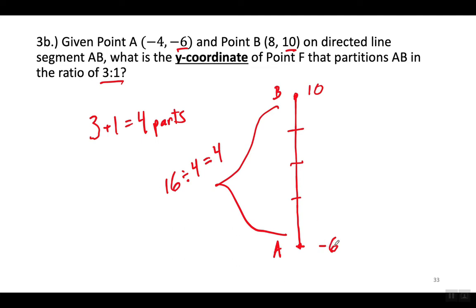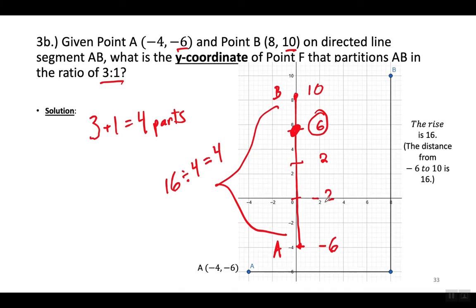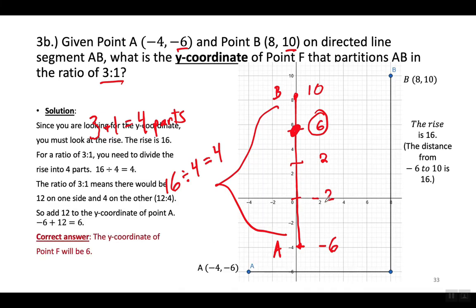So if I'm starting at -6, -6 plus 4 is -2. -2 plus 4 is +2. 2 plus 4 is 6. 6 plus 4 is 10. Alright, and I need a ratio of 3 to 1. Boom. 3 units to 1 unit. So my answer is 6.